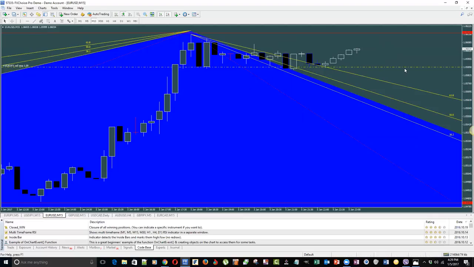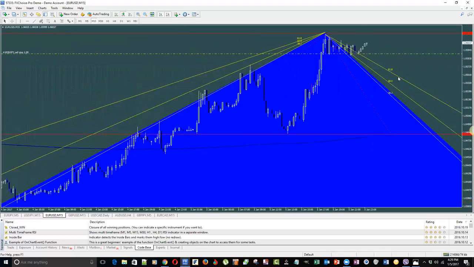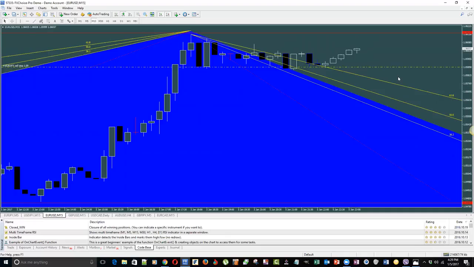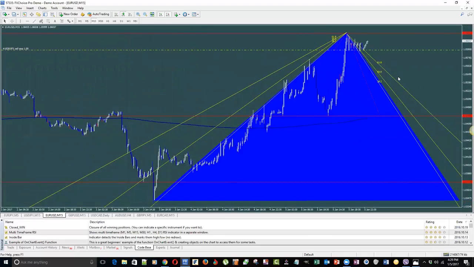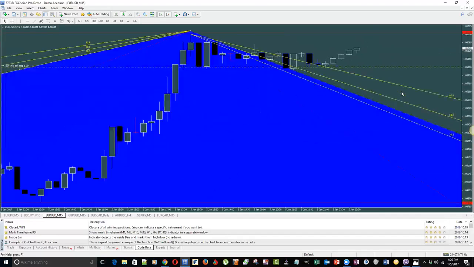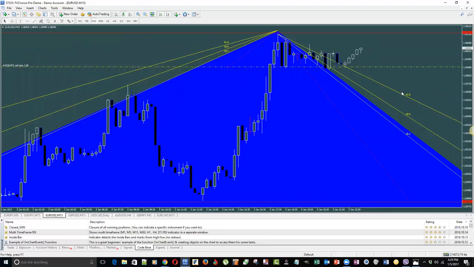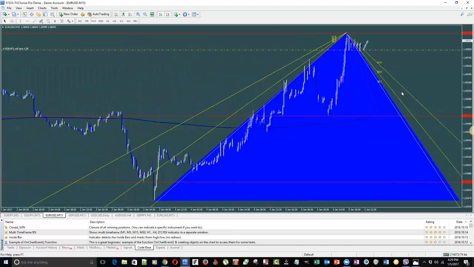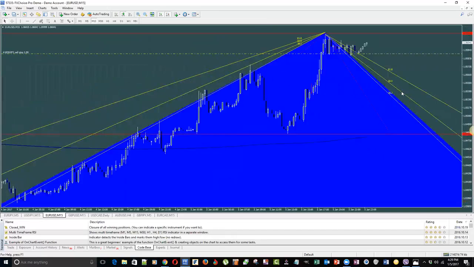Now, I place my sell stop to enter me into the trade as early as is possible. It's very aggressive. And I don't have a stop loss, because in a situation like this, you don't want your stop loss to be triggered as it's falling down.